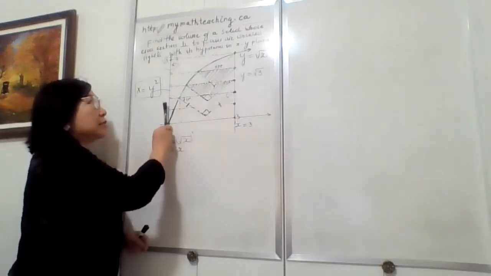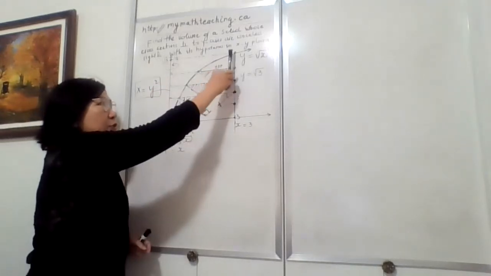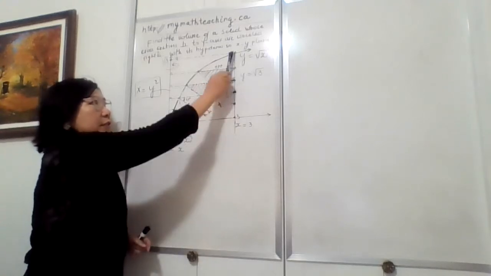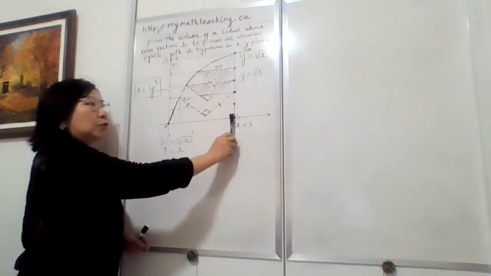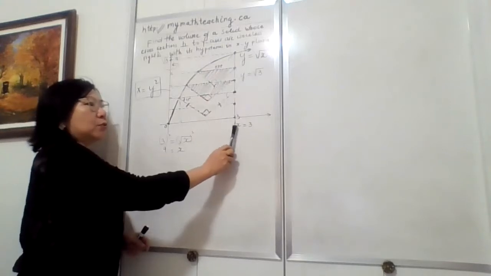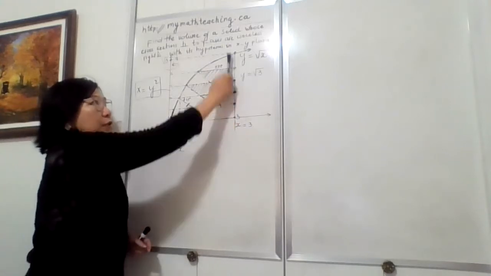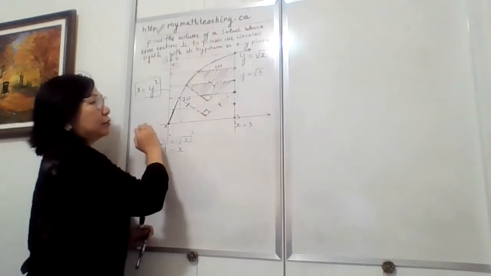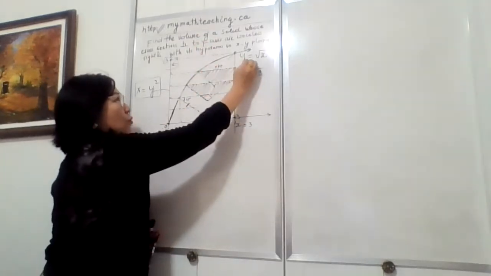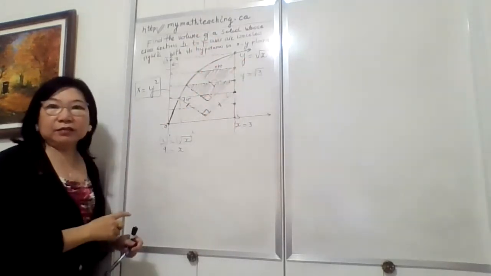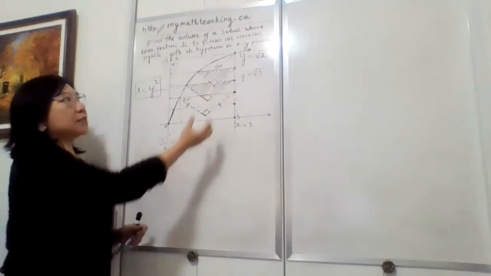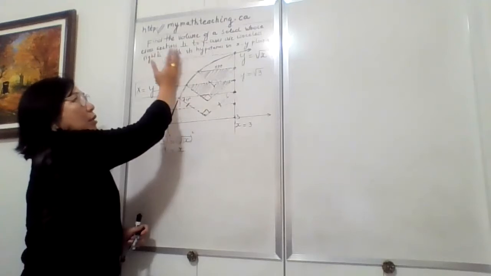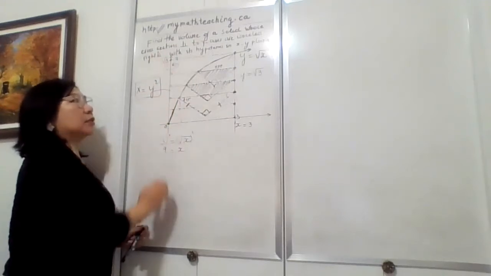This is the x-axis, this is the y-axis, and we have the straight line x equals 3, because this line goes through x equals 3. So it has the equation x equals 3. This is a straight line. And we have a function y equals square root of x given. So the question asks us to generate by revolving the region along the y-axis.